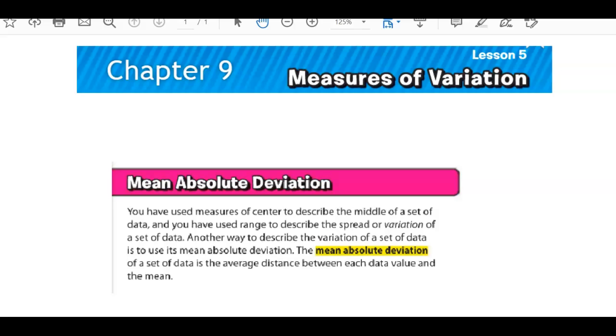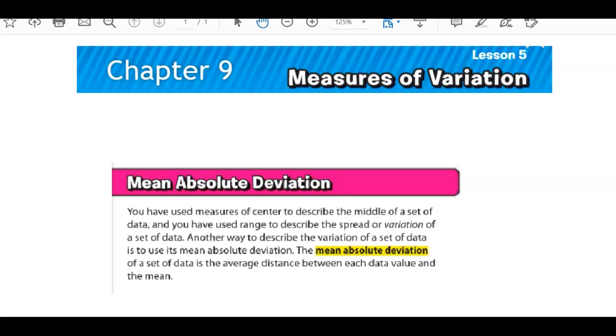We are going to take a look at mean absolute deviation, you guys. It's a little bit easier to figure out than standard deviation. It's kind of like the average of the average, or how far away is your number from the average number is probably a better way to put it.